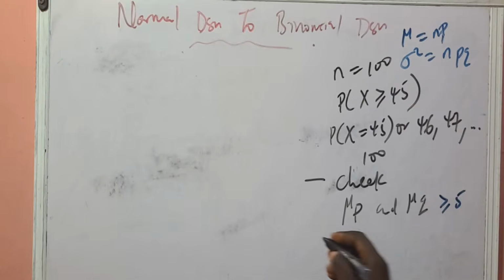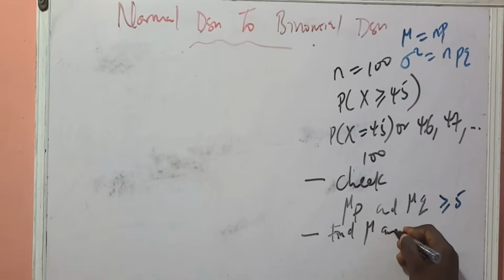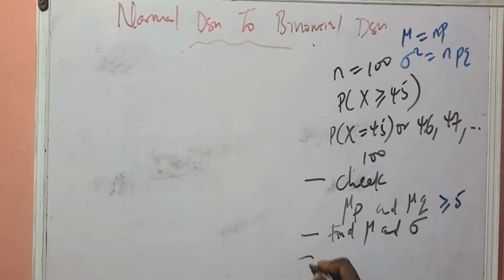Now, the second step, just to put it step by step, is for you to find your mean, which I believe you have found already, and your standard deviation. That's step number 2: find your mean and standard deviation. All right. Number 3 is for you to write in probability notation.